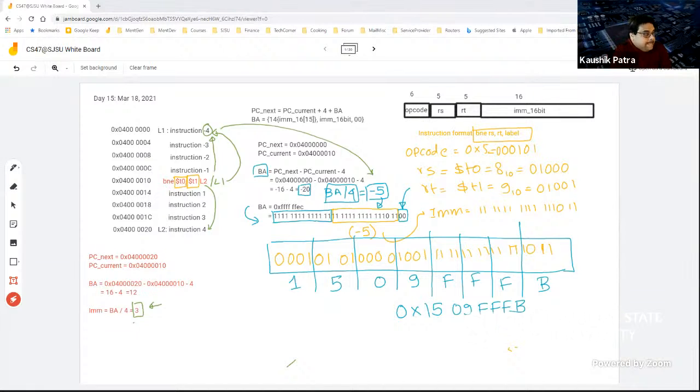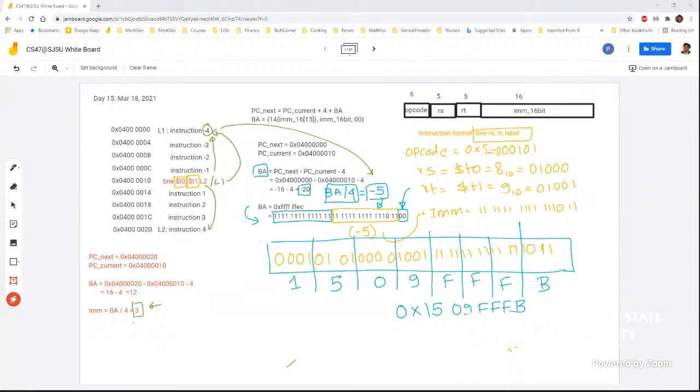Okay. Now let's do the same example. Let's see how the jump instruction calculation would look like.